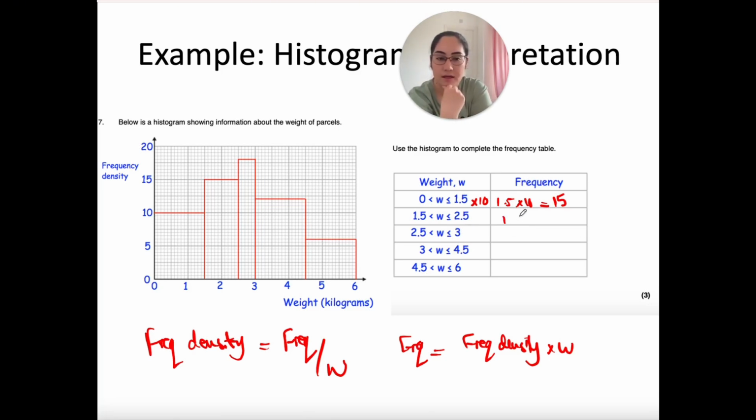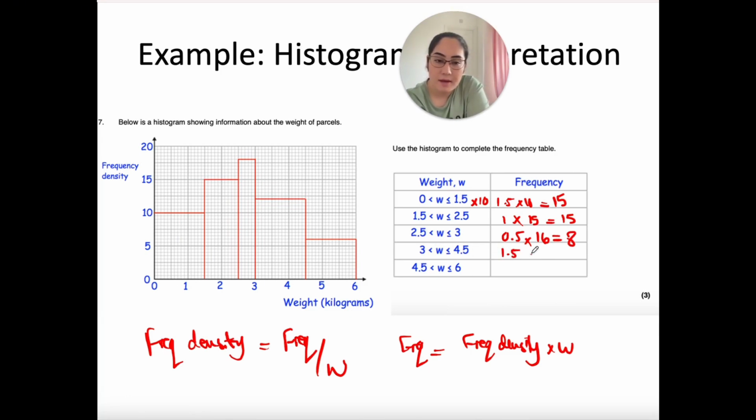For the next one, the range is 1. It goes from 1.5 to 2.5. So we multiply that range of 1 by the frequency density for the second category, which is 15. So 1 times 15 gives us 15. So again, 15 parcels had a weight greater than 1.5 or smaller than or equal to 2.5 kilograms. Next one, the range is 0.5, and the frequency density here is 16. So we multiply by 16, which is basically halving 16, which is just 8.